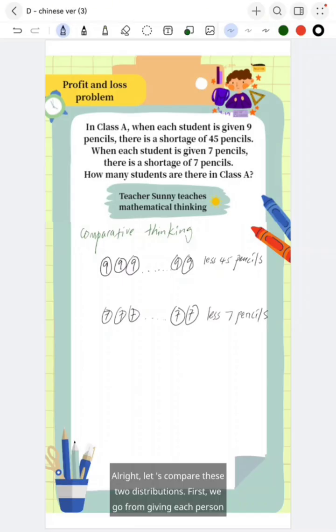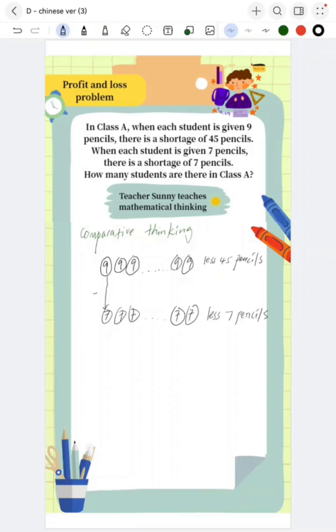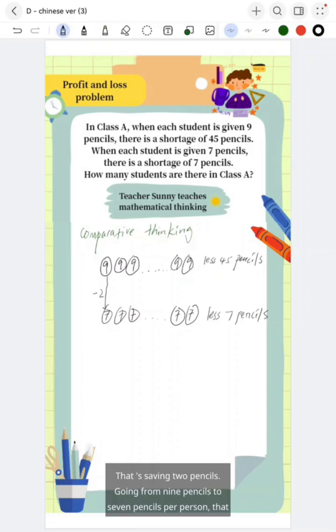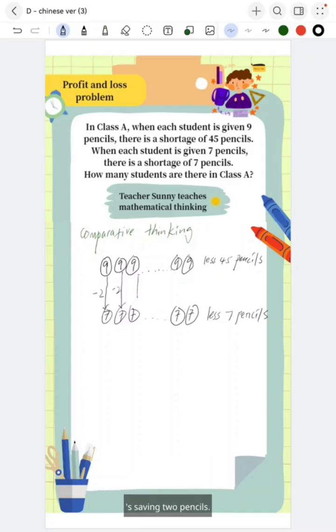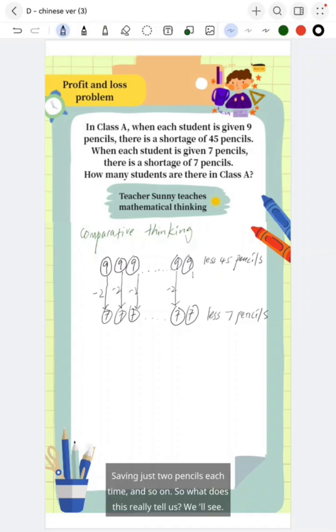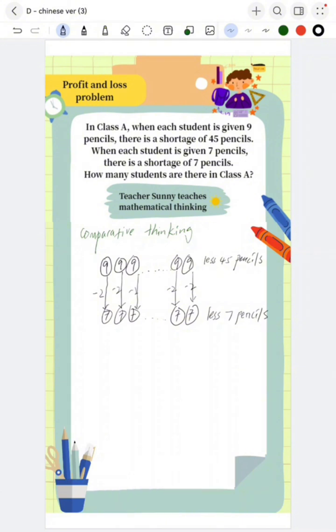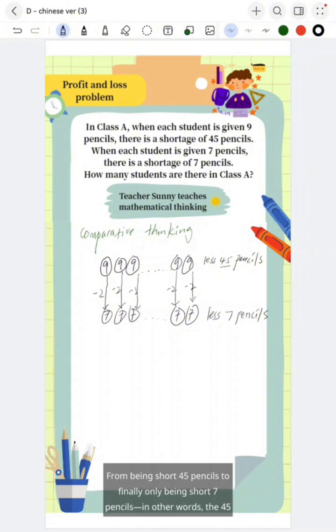Alright, let's compare these two distributions. First, we go from giving each person 9 pencils to giving each person 7 pencils. Right? That's saving 2 pencils. Going from 9 pencils to 7 pencils per person, that's saving 2 pencils each time. So what does this tell us? We'll see. From being short 45 pencils to only being short 7 pencils.